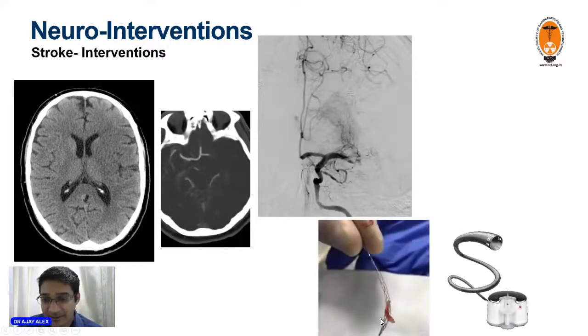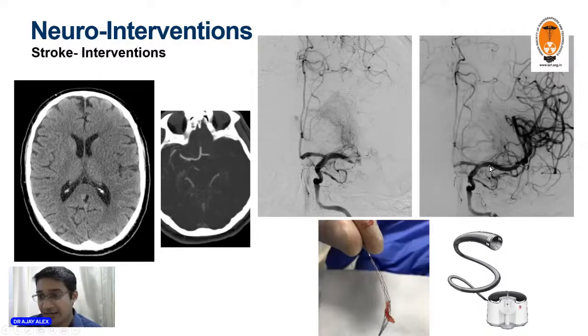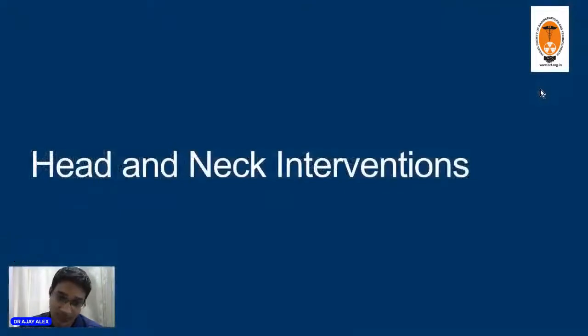You have devices which can actually retrieve the clot. This one we call a stent retriever, or you have suction devices which are basically catheters which will suck out the thrombus in the occluded segment of the artery. Either of these will finally result in reopening of the artery, this being the rest of the MCA that was recanalized. The patient recovers faster with no significant morbidity post the procedure.